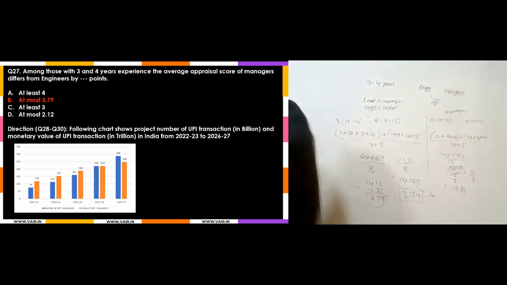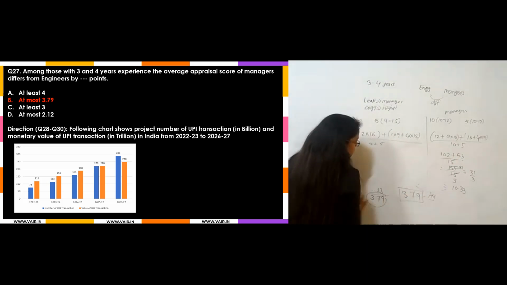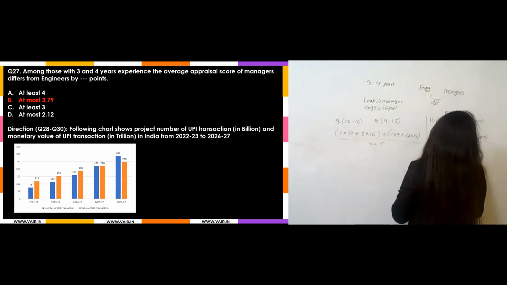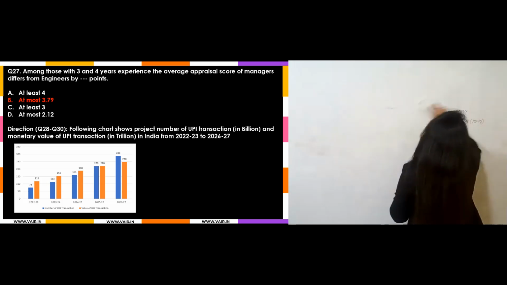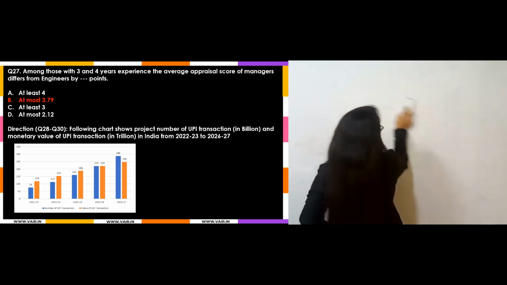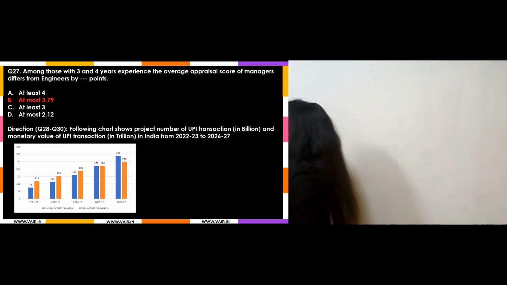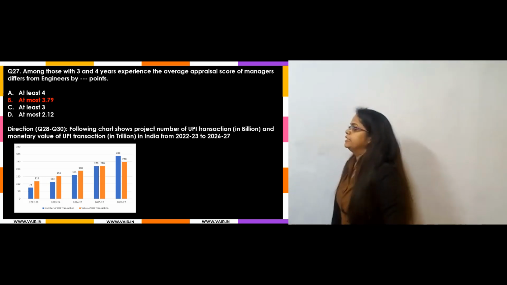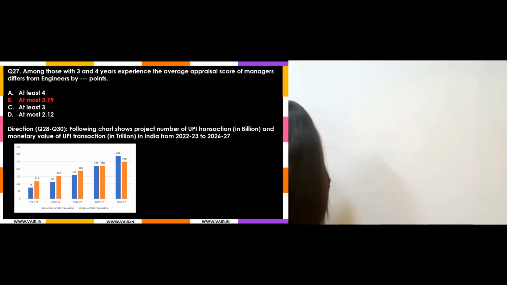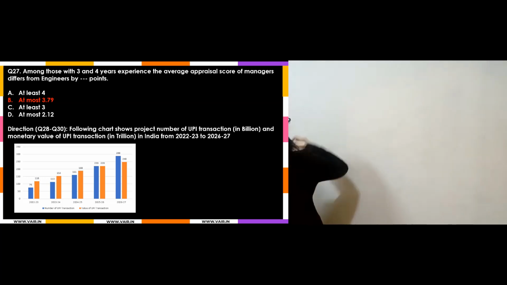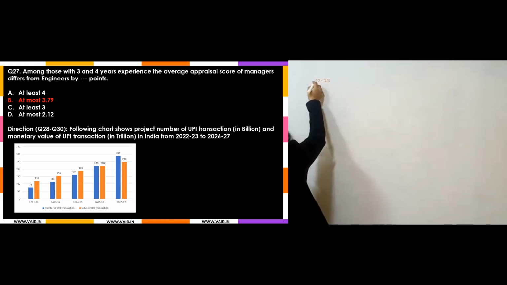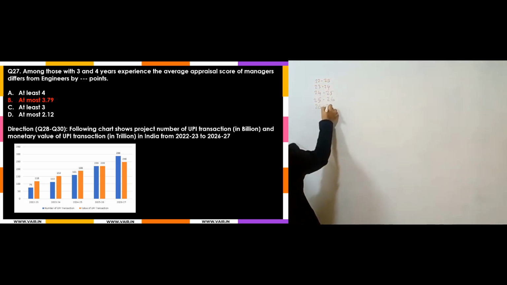Okay. And now let's solve the last DI of this paper. Question number 28 to 30, and they have given this. So let's write down this one. Number of UPI transactions and value of UPI transactions for 2020 to 23, 2023-24, 24-25, 25-26 and 26-27.